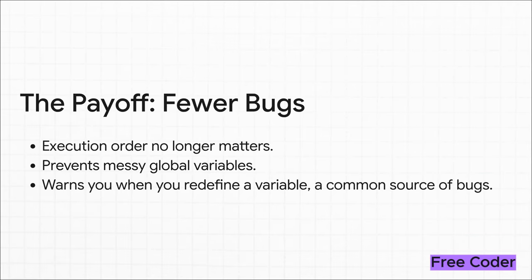So what's the big payoff here? Well, it's huge. Fewer bugs. Seriously, the order you run your cells in just doesn't matter anymore. That whole class of bugs is gone. It helps you avoid those messy global variables that can cause chaos. And get this, it even warns you if you accidentally try to redefine a variable, which, let's be honest, is a super common and confusing mistake in other notebooks.